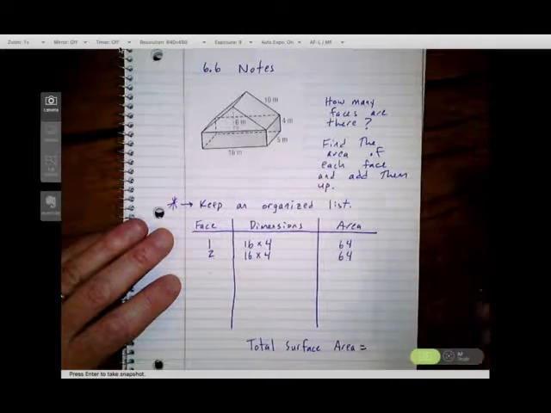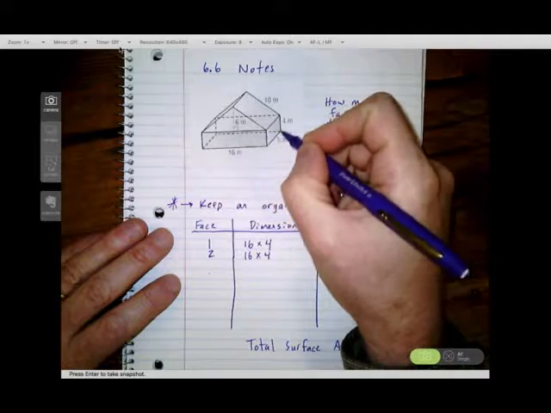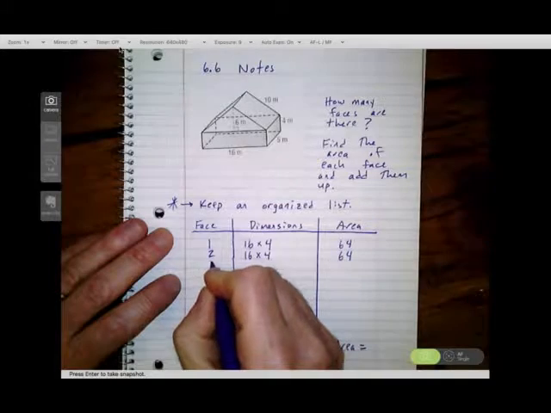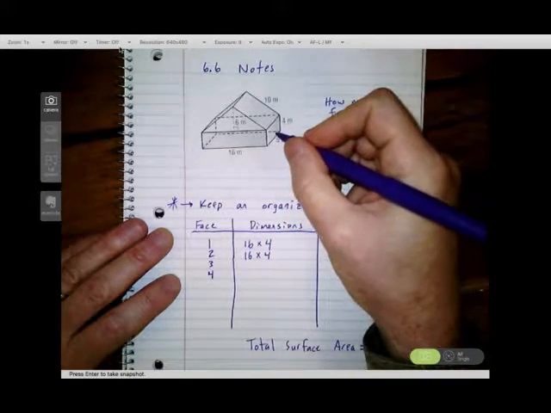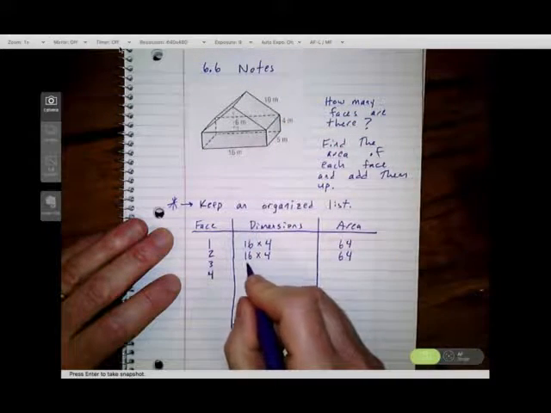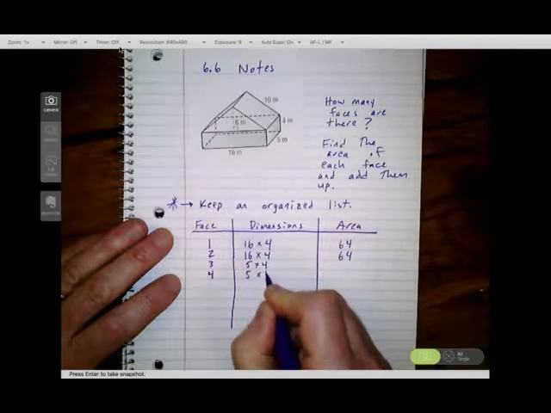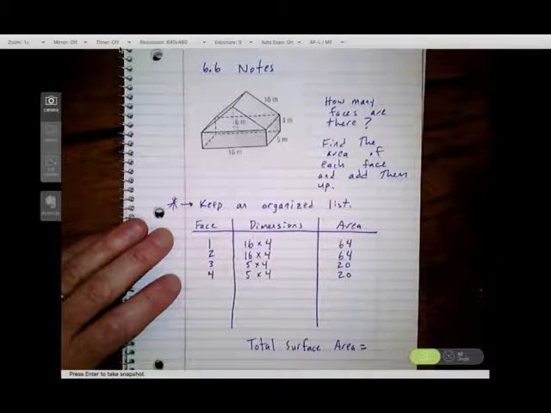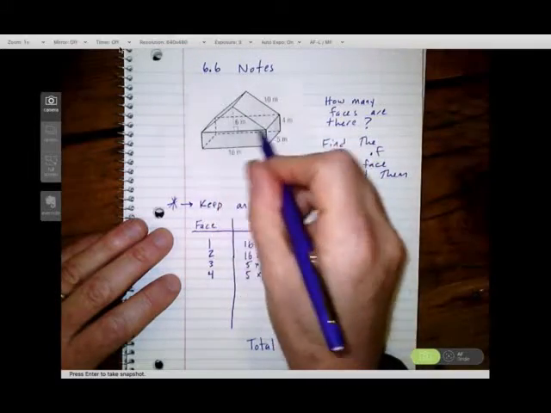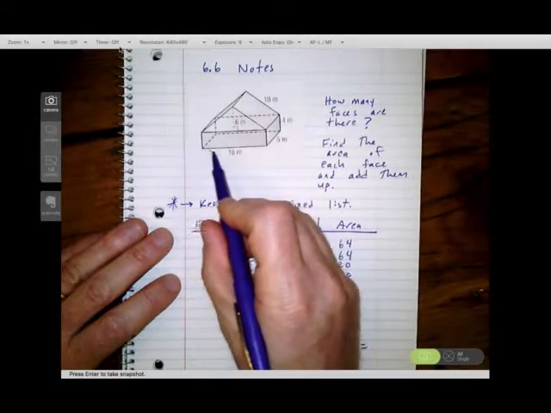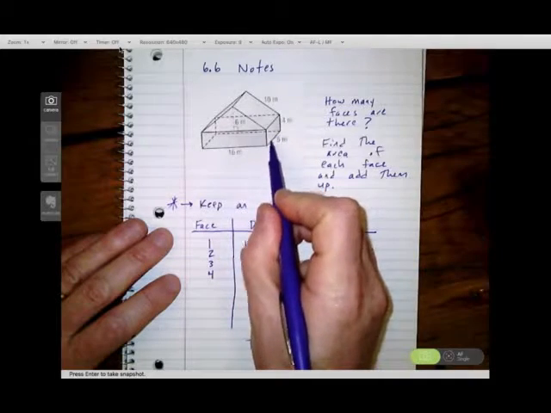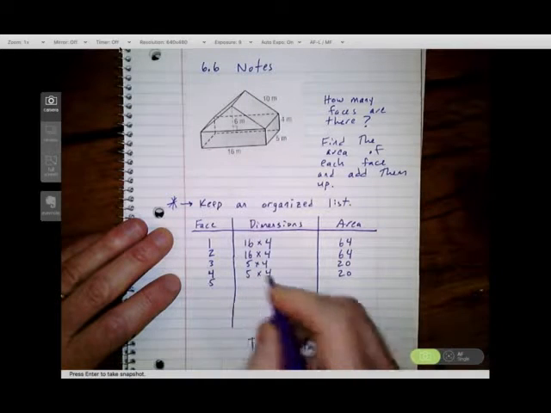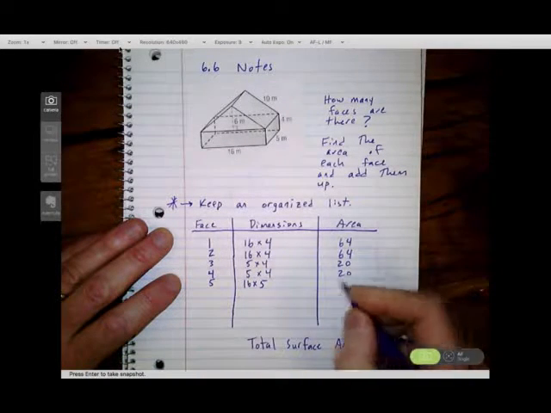So the side rectangles here are going to be my next 2 faces, and their dimensions are 5 by 4. So face 3 and face 4 are these side rectangles, one on the right, one on the left, and they're 5 by 4, which gives an area of 20 square meters for each one. Then we have the base, the bottom part of the box, which is 16 by 5 meters. So that's face number 5, 16 by 5, and 16 times 5 is 80.